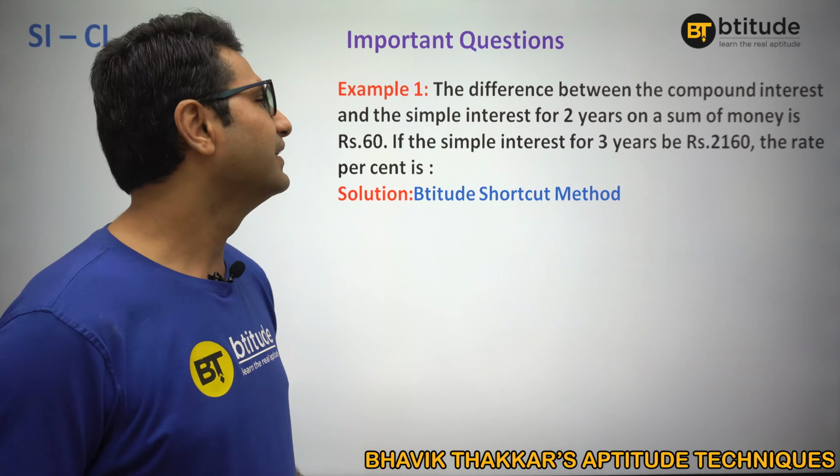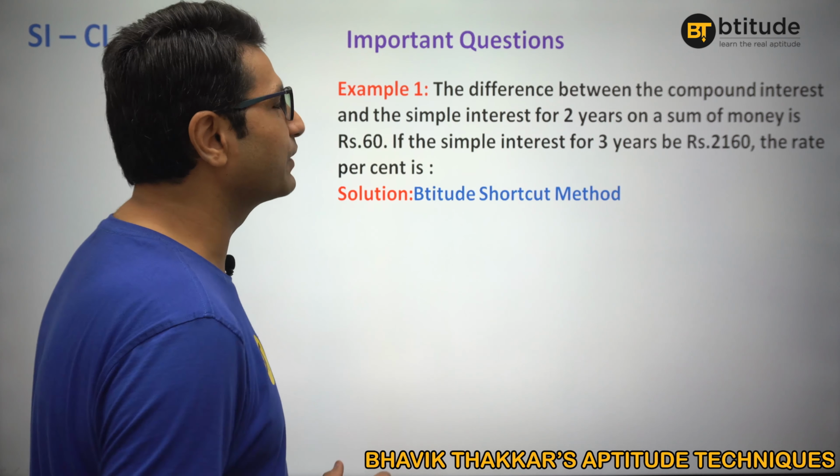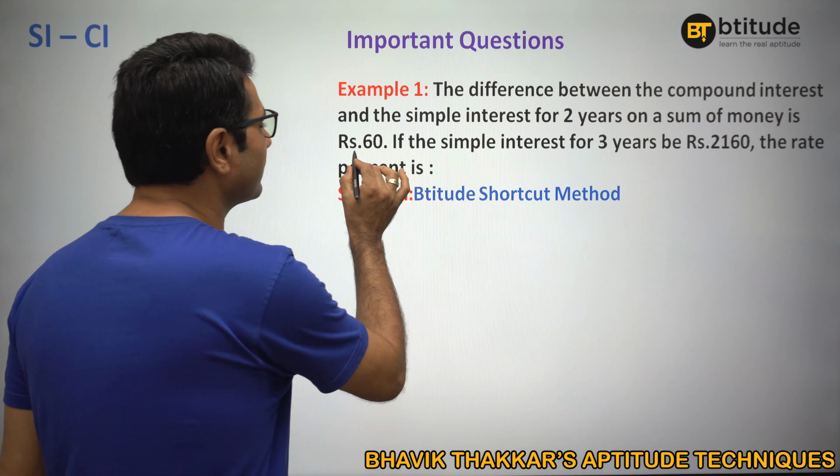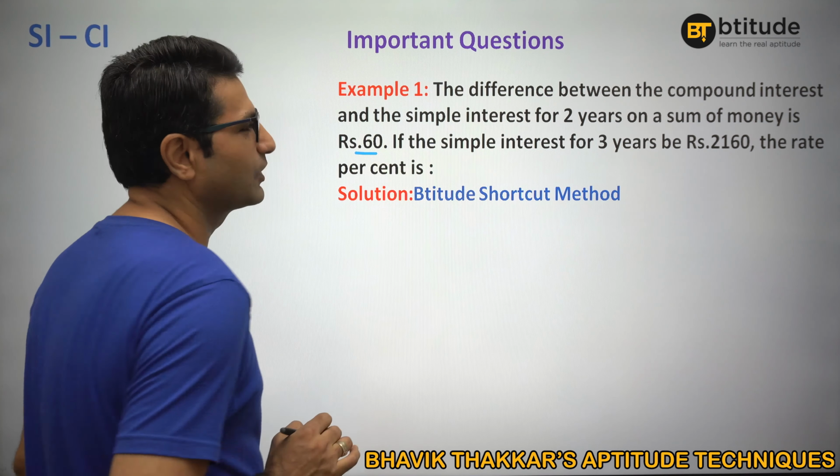Now let's try to understand: the difference between CI and SI for 2 years is given, right? Now from this itself, if the difference for 2 years is 60, you must be able to think something. Next, the simple interest for 3 years is also given, and we need the rate percentage. Now, you don't need to apply any formula. From here, you should know that if for 3 years the interest is 2160, then for 2 years, because that is what is given, the simple interest is of course 2/3 of this. So 720 into 2, 1440, right? This should be the interest for 2 years.